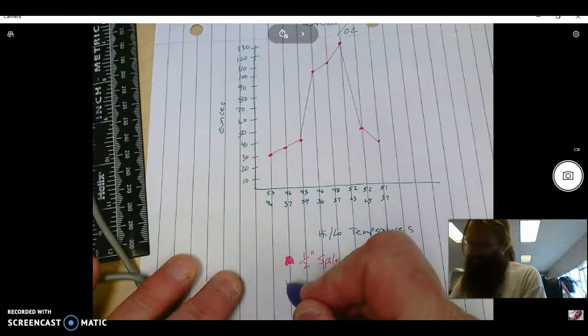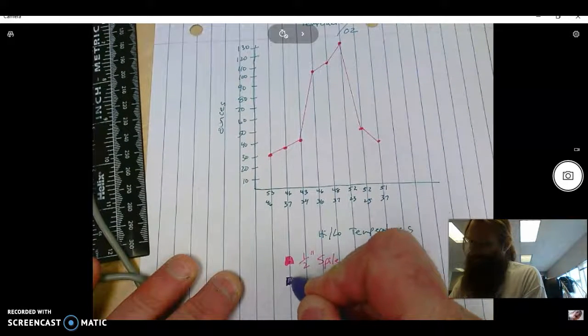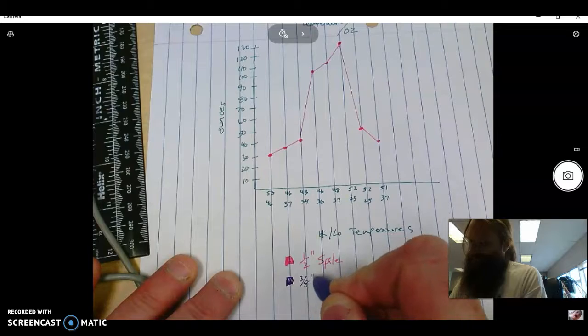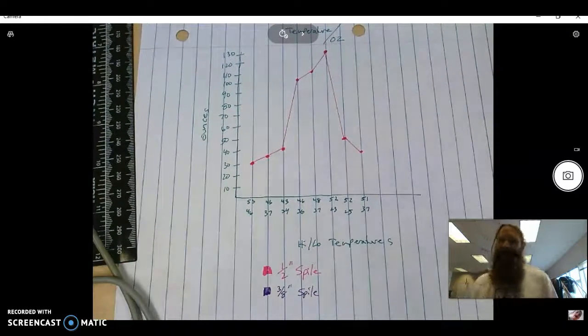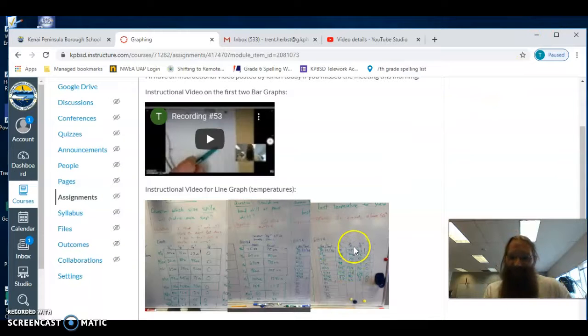And I'm going to make my key. And this one I'm going to use the 3/8 inch spile. Okay, now where do I get that data? Let's go back to that chart. That's this column right here. So here we have the temperatures all listed down, and here we have all of the ounces. So we're going to do just this column. Okay, let's go back to the camera.